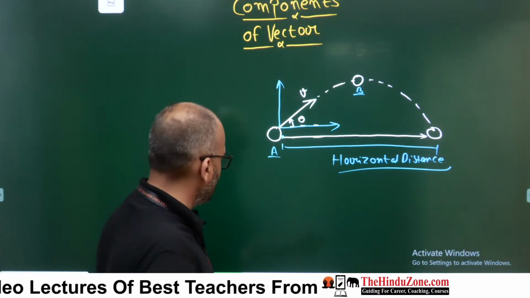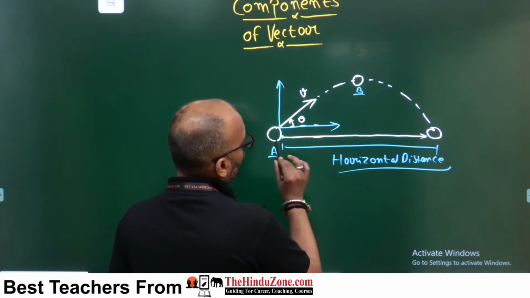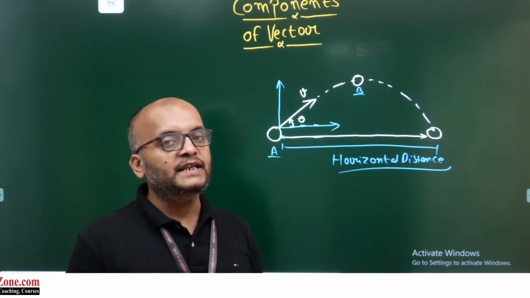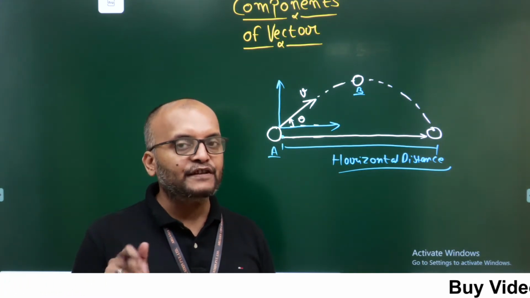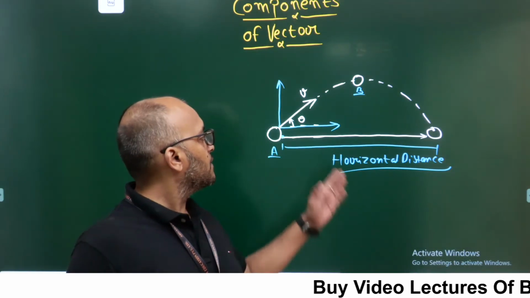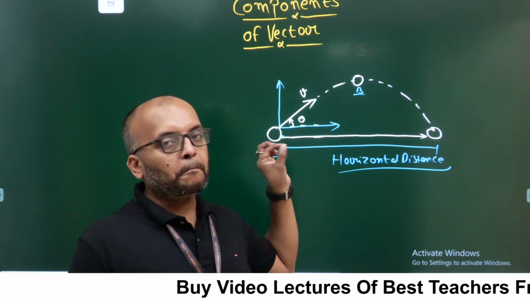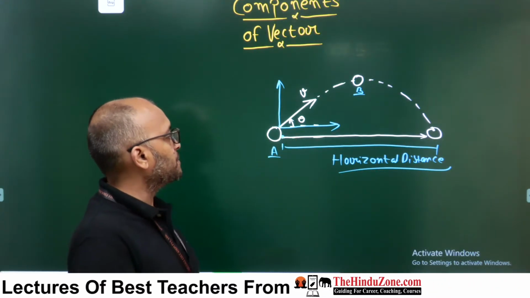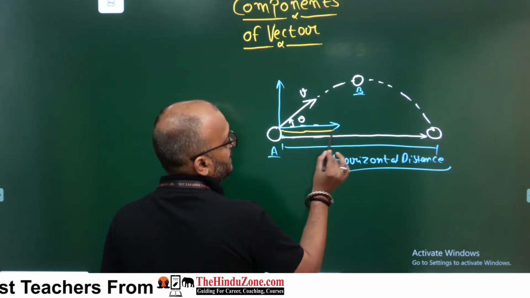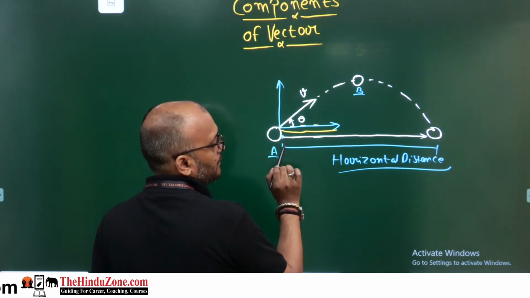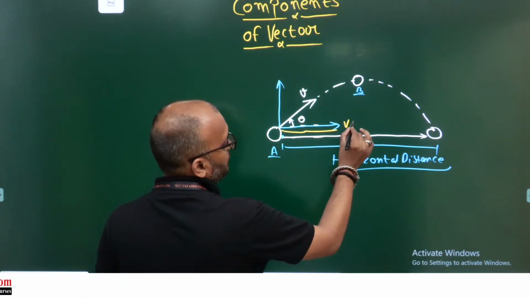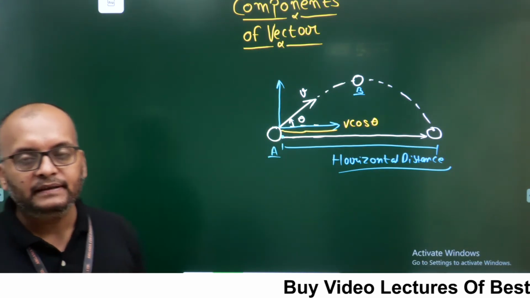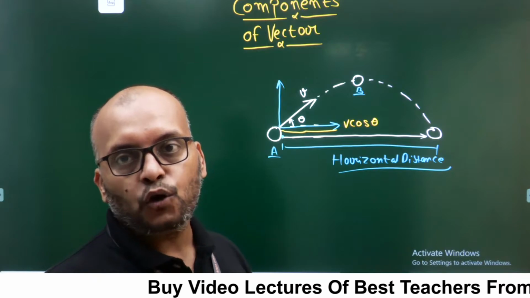Now please see, there is a very simple trick. Component of vector, always remember this, closer to the angle which the vector is making with the horizontal, always remember, the angle which the vector is making, so the component of the vector closer to the angle will be the cos component. Please see, this horizontal component is closer to this angle theta. So here we will have V cos theta. Component of vector closer to the angle is the cos component.